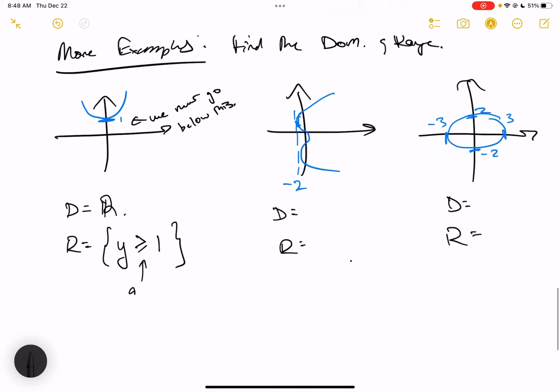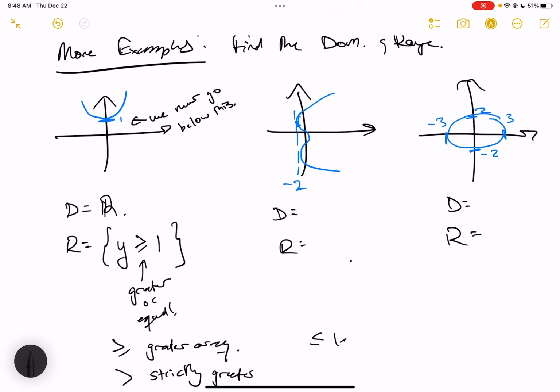Keep in mind this symbol is the greater or equal sign. In case anyone needs a refresher, this sign means greater or equal. This sign is just strictly greater, meaning it doesn't include the value that we're talking about. Similarly, less or equal. And this one is strictly less. Just as a little bit of a reminder in case you don't remember much about your inequality signs. Okay?